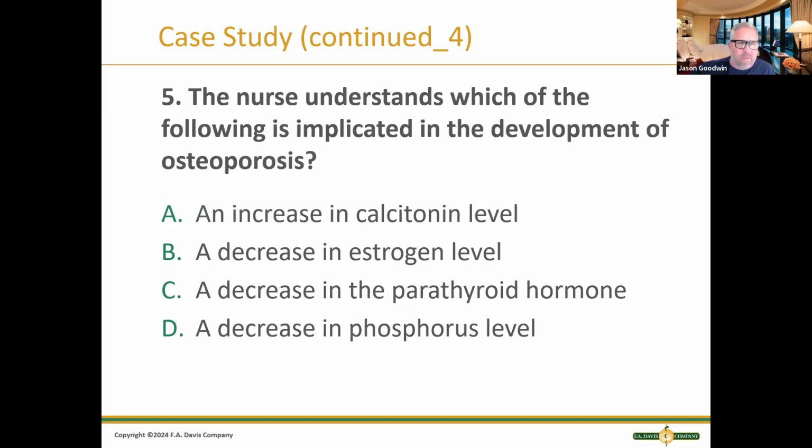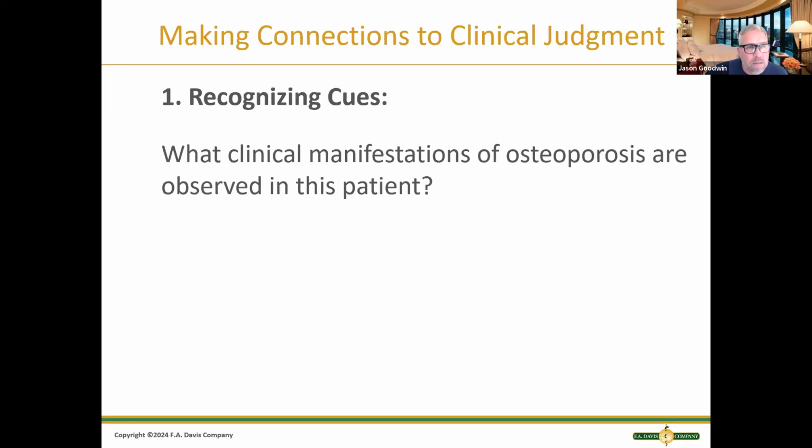Okay, the nurse understands which of the following is implicated in the development of osteoporosis. Increase in calcitonin levels, decrease in estrogen, decrease in parathyroid, decrease in phosphorus. A decrease in estrogen inhibits bone formation, right? So it's going to be B. I think we saw this one already. Hang on. Okay. So making connections.